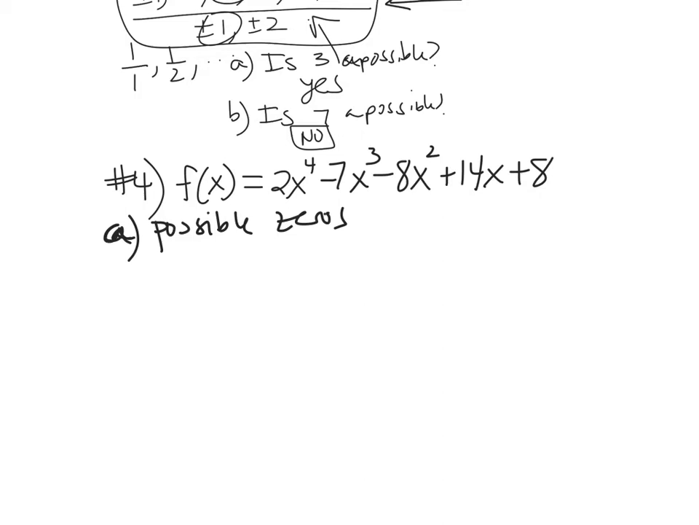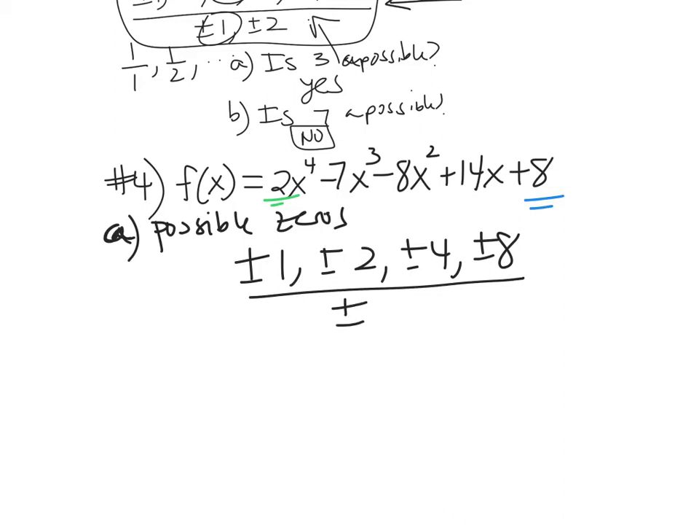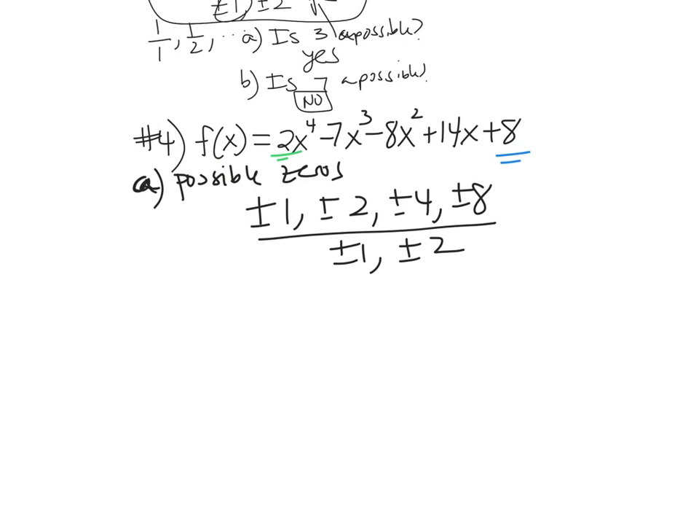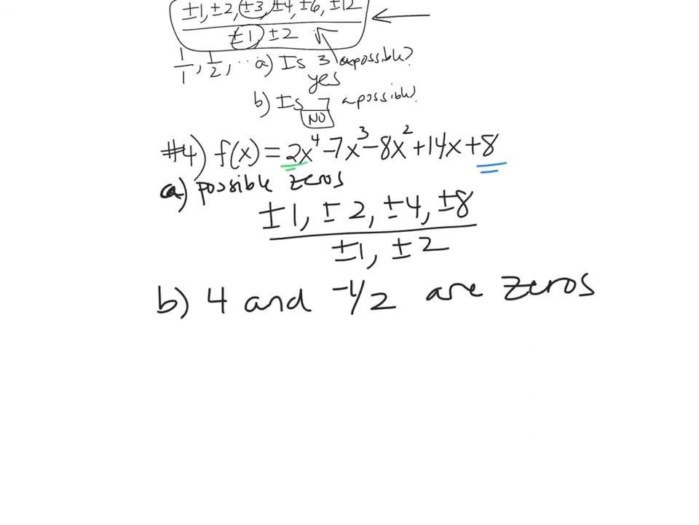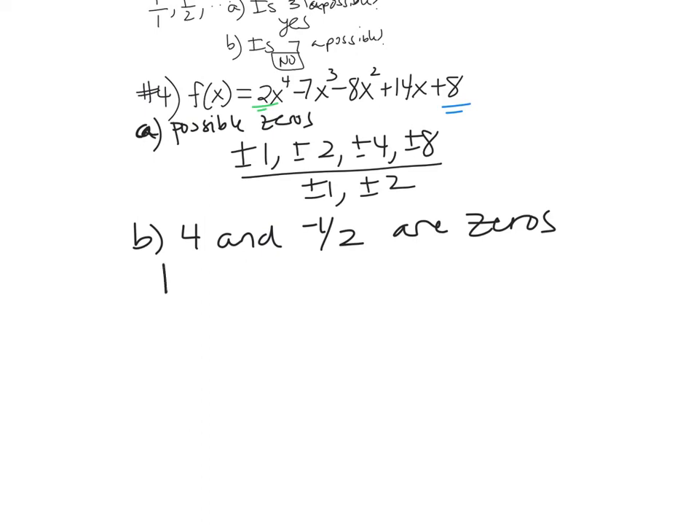So we're going to take our factors of 8 and divide it by our factors of 2. So plus or minus 1, 2, 4, and 8, divided by plus or minus 1 and 2. So those are the possible zeros. You don't need to break them all up and write them all out. That would take too long and be a waste of time. And then part B says, now since you've listed all of those, I'm going to tell you that 4 and negative 2 are zeros. And knowing that, we need to find the other two.